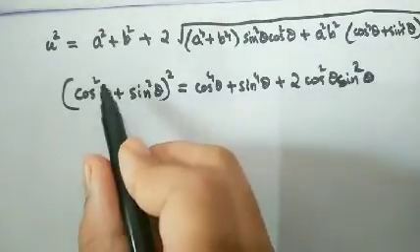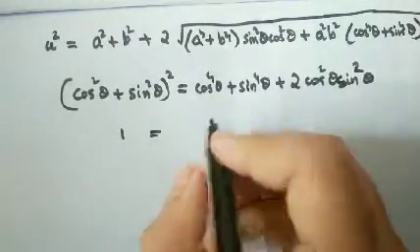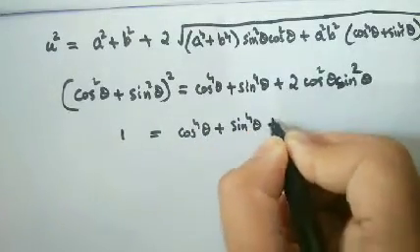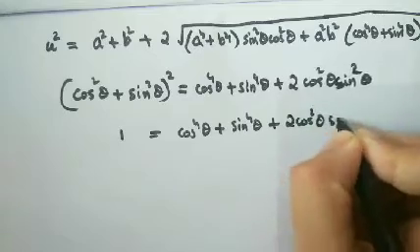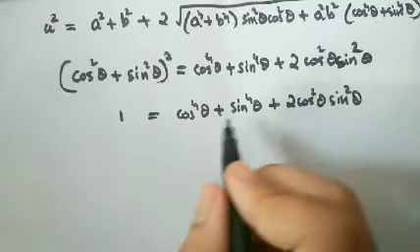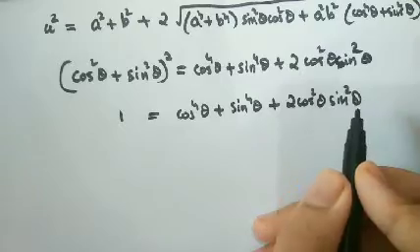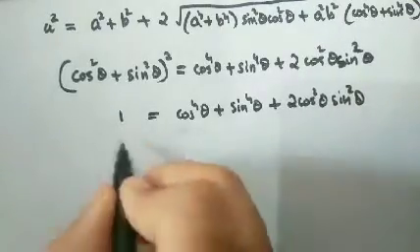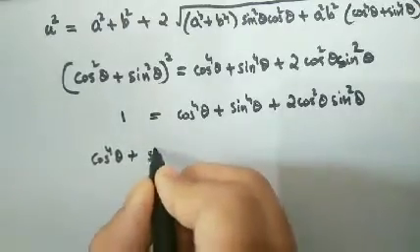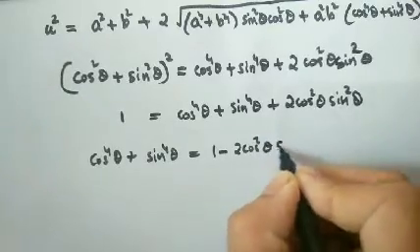But I know that cos square theta plus sin square theta is 1. So 1 square, that is 1, is equal to cos raised to 4 theta plus sin raised to 4 theta plus 2 cos square theta sin square theta. From this I can derive an expression for cos raised to 4 theta plus sin raised to 4 theta in terms of cos square theta into sin square theta. So what I will be getting is cos raised to 4 theta plus sin raised to 4 theta is nothing but 1 minus 2 cos square theta sin square theta.